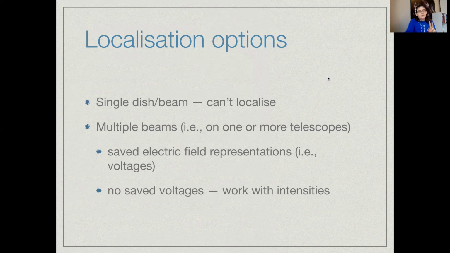And these boil down to two categories depending on whether or not you have voltages. Again, voltages are just the representation of the electric field with both phase and magnitude information. You'll also hear them referred to as baseband or raw data. So if we have voltages, fantastic, but if voltages aren't saved, then we're dealing with the power or intensity data.